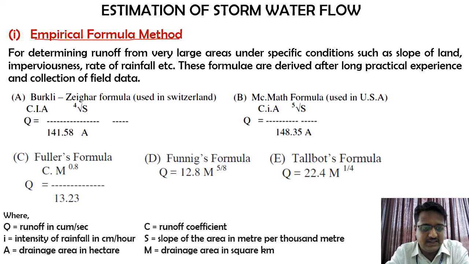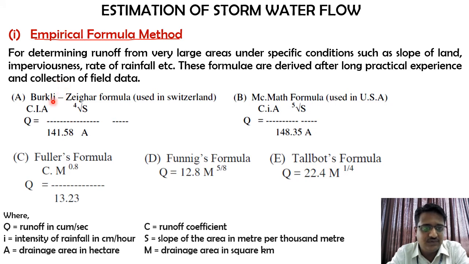Empirical formula method. For determining runoff from large areas under specific conditions such as slope of land, imperviousness, rate of rainfall, etc., these formulas are derived after long practical experience and collection of field data. As I said, empirical formulas usually don't have a derivation, but they depend on the experimentation work that has been done. So we have basically 5 different empirical formulas for the calculation of stormwater flow or wet weather flow.